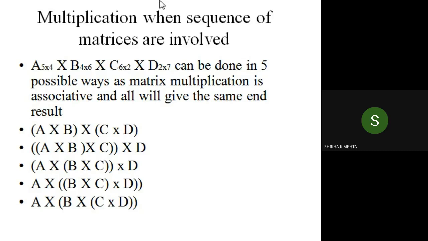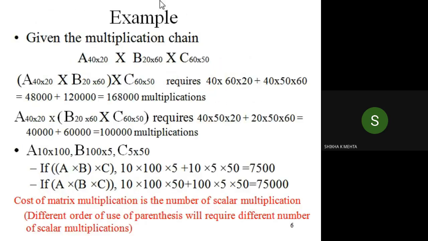So this is called a sequence of matrix multiplication, and this is associative. Now the question is, out of these five sequences, which one is the best? Which one is going to give us the minimum number of multiplications? Which one is going to help us in minimizing the cost of multiplication? So let us do it with the help of an example.